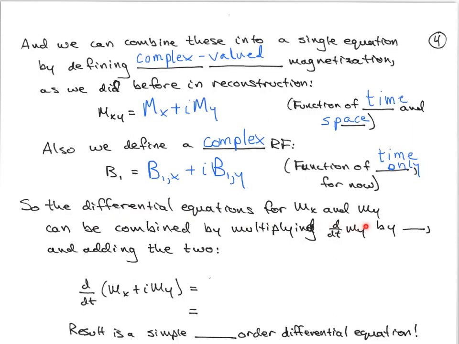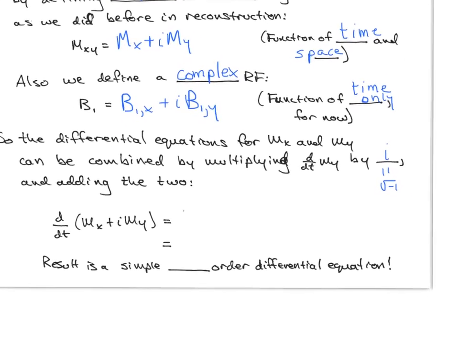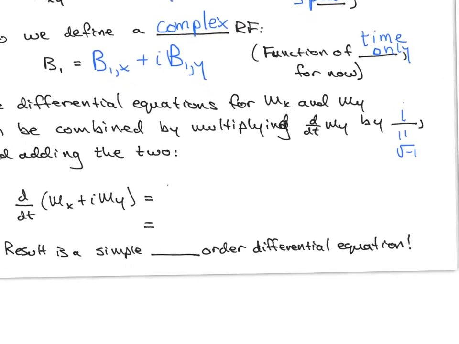Okay, so the differential equations for mx and my can then be combined just by multiplying the differential equation for my by i, that is the square root of minus 1, and then adding the two together. Let's see what we get when we do that. This is equal to the following: gamma times g dot r times my, minus gamma times b1y times m0, minus i times gamma times g dot r times mx, plus i times gamma times b1x times m0.